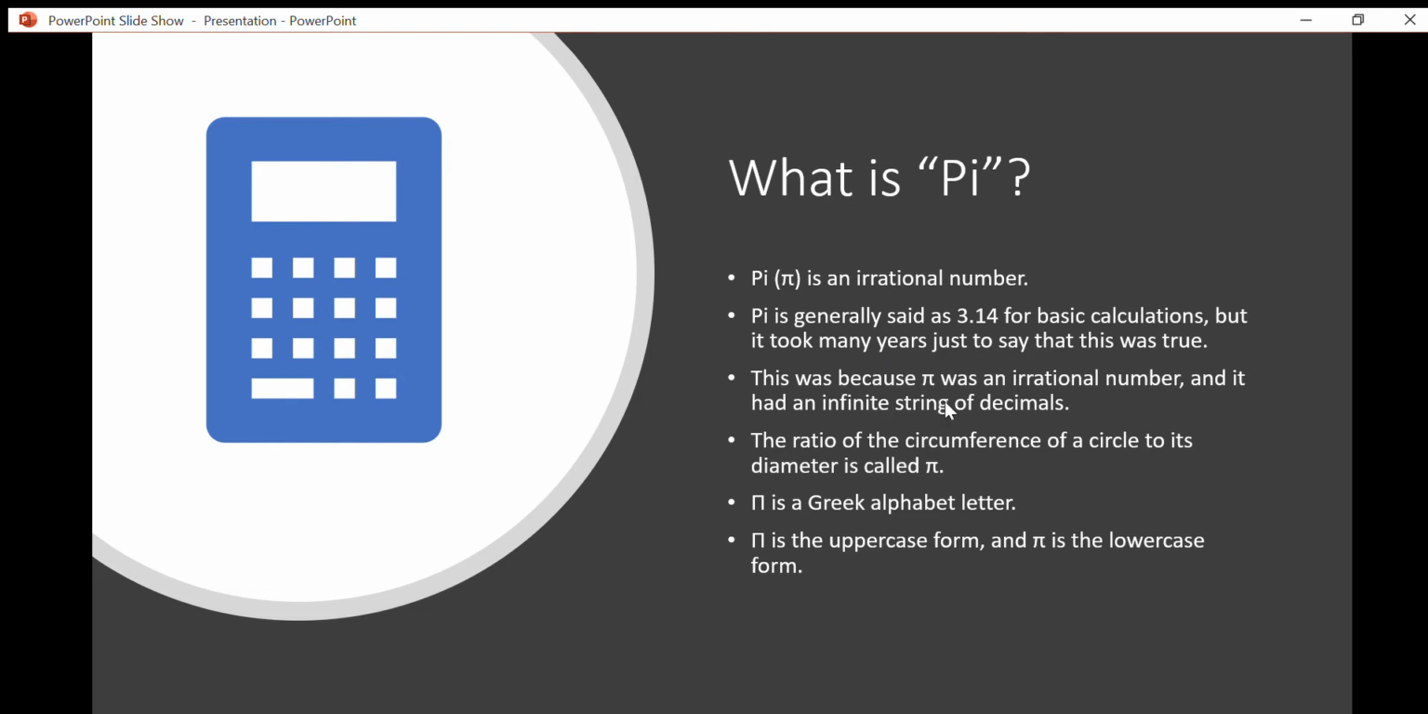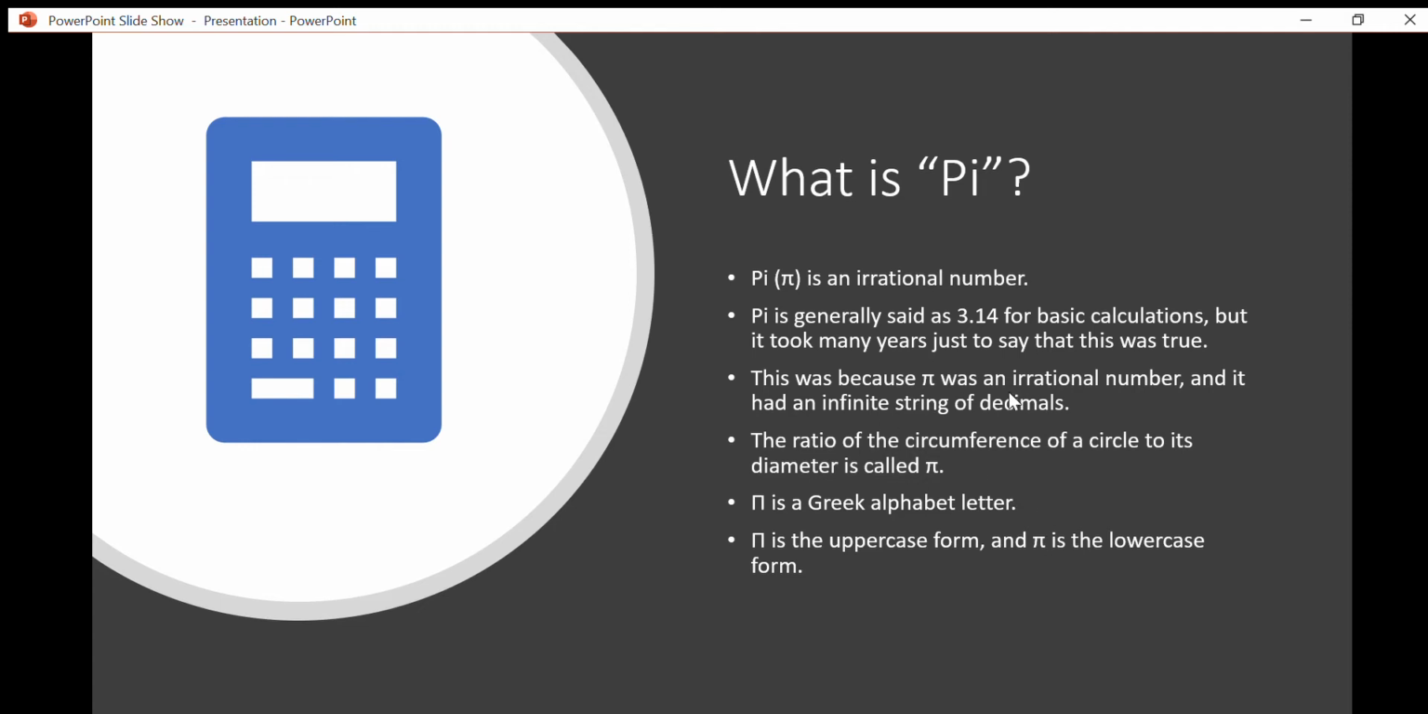The ratio of the circumference of a circle to its diameter is called pi. A ratio is a value that is compared to another value. Basically, it has a value, a colon, and another value. You can change that into a fraction, and basically a ratio is comparing different numbers in math.